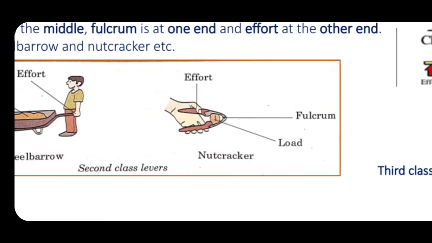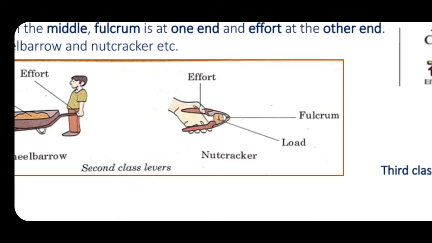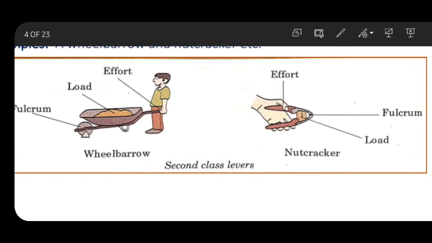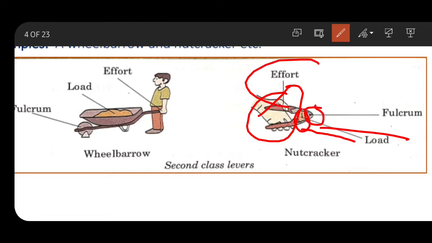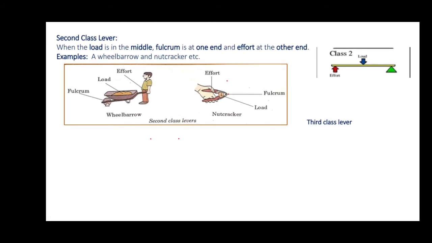Now the second example of second class lever is the nutcracker. Now it is clear that the load is the nut. The fulcrum is the starting point, and the effort is applied by the man. Mostly the effort is applied by human hands in simple machines. So this is the example of second class lever.